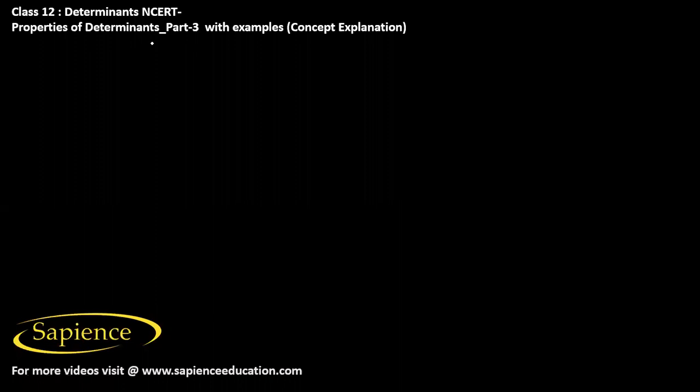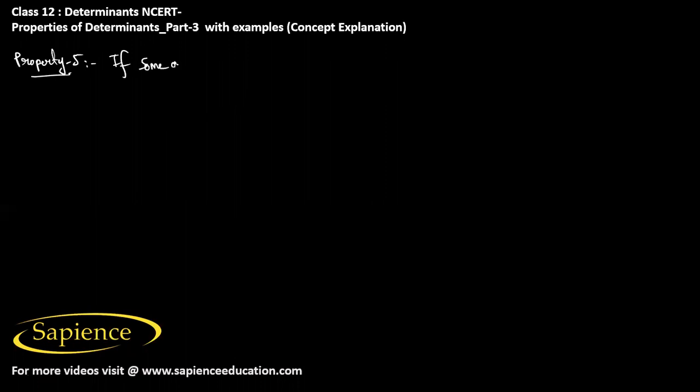Okay, so here we shall explain some more properties of determinants with some examples. So we shall tell the property 5. Property 5 states that if some or all the elements of a row or column of a determinant are expressed as a sum of two or more terms, then the determinant can be expressed as a sum of two or more determinants.